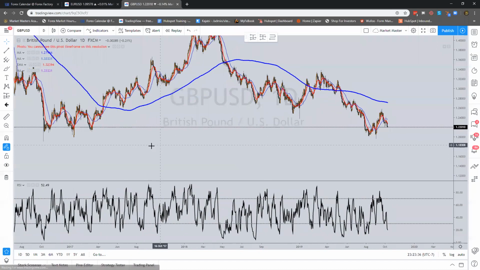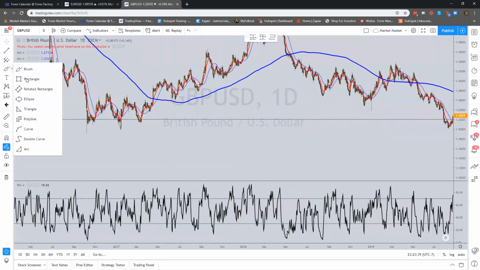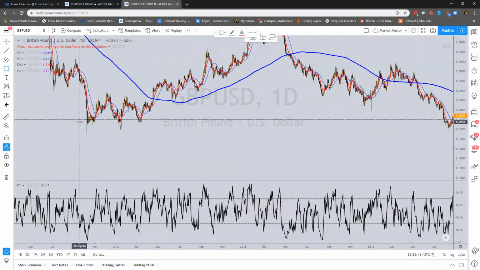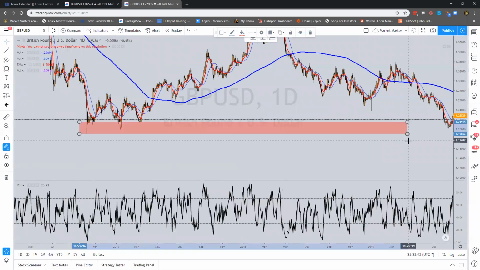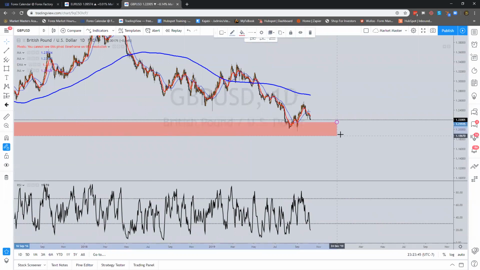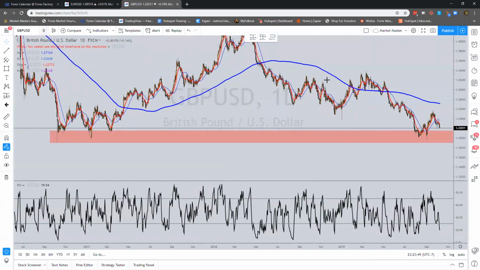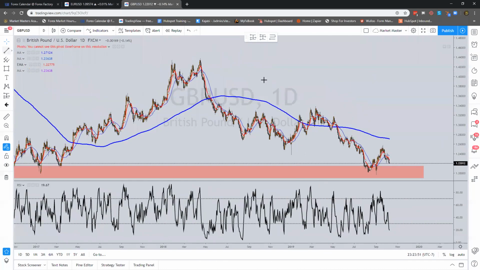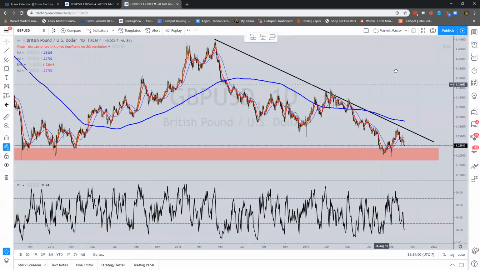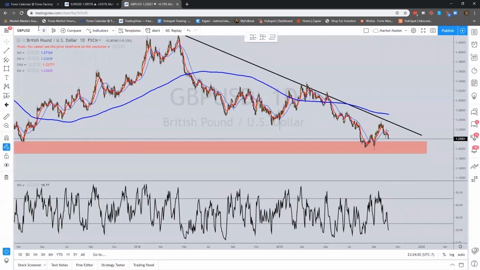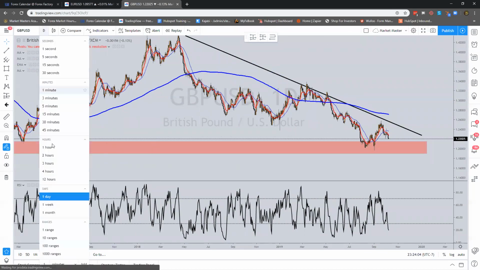So what I do notice here is this entire support zone right there getting resistance like this. Probably just gonna draw it through a little bit like that, down to the 4-hour.